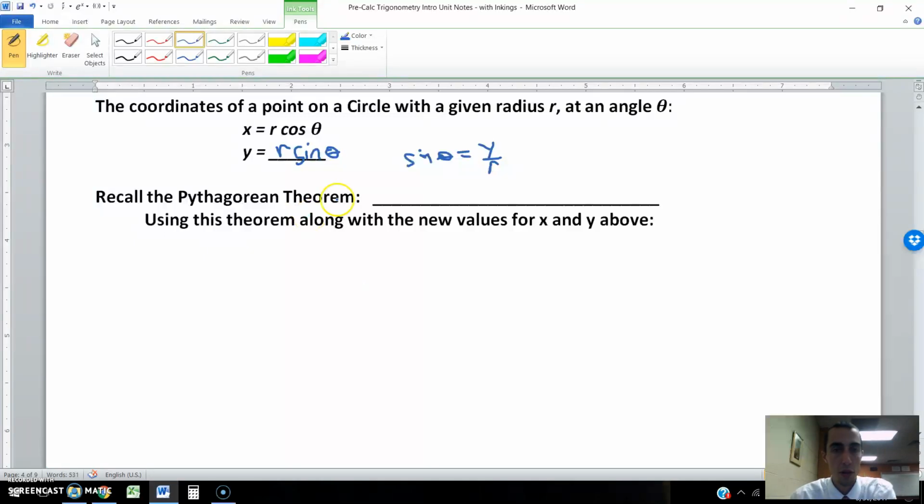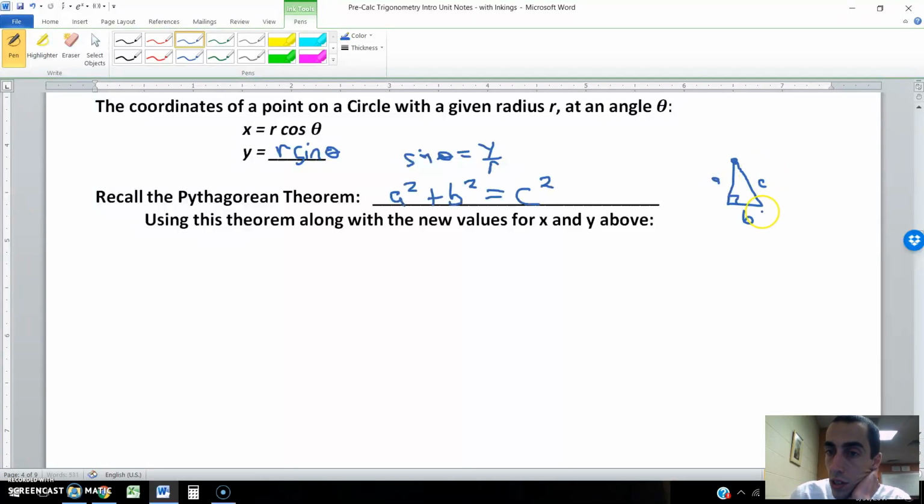Next thing that I'd like you to do is recall the Pythagorean theorem. In the Pythagorean theorem, the square of each of the 2 legs added together will equal the square of the hypotenuse. Now, that would be for a right triangle where these are called A, B, and C. But suppose I don't want to call them A, B, and C.